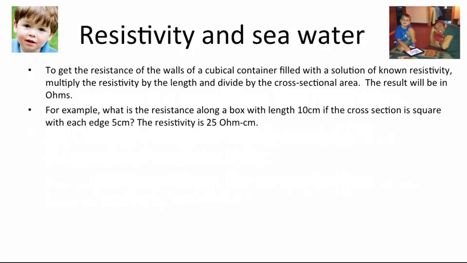So this is just a note that says if you want to get the resistance of a cubical container filled with a solution of known resistivity, you multiply by the length and you divide by the cross-sectional area. Then that will give you the resistance of that container from the resistivity.